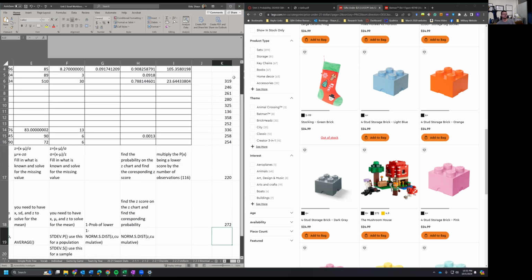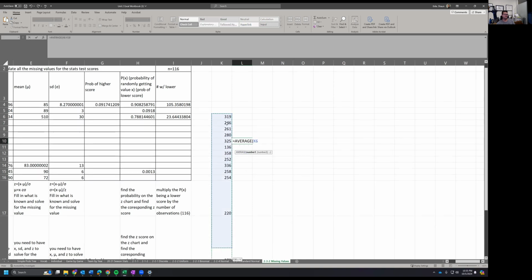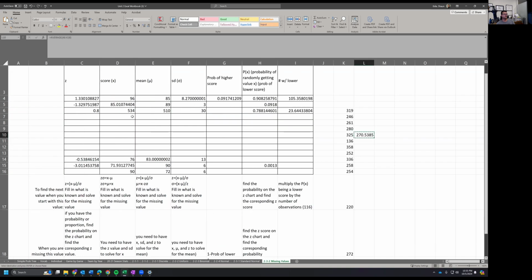So we want to know, what is the average number of pieces in a Lego set that costs 24.99? So equals average. 270.53 pieces. So we're going to go ahead and put that right here. Paste the values. And then we have a standard deviation. So let's check the standard deviation of the sample. So equals standard deviation of a sample. And I just took the first however many showed up. So it's 57.34.